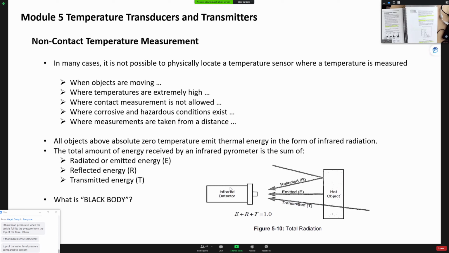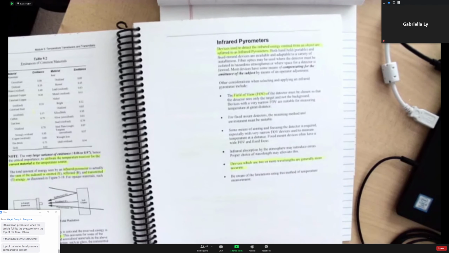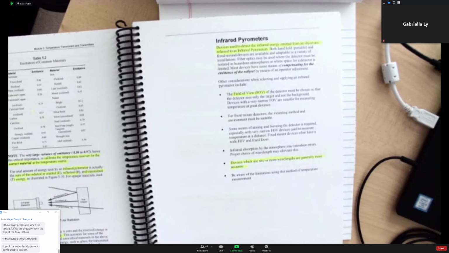So what you can measure is, they call it the infrared detector, or the book uses the proper term. They call it the infrared pyrometer. So in your book, on page 5-15, it's called the infrared pyrometer. Pyrometer is a pretty general common term, and you will probably see this term on your exam.